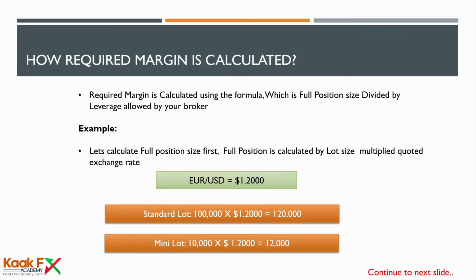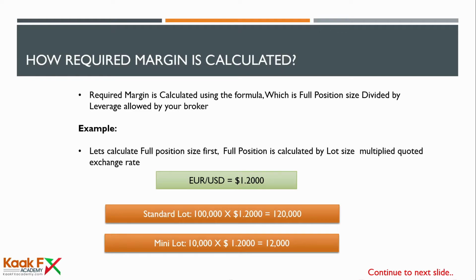Okay, we're going to take a look at how required margin is calculated. Required margin is calculated using this formula: the full position size divided by the leverage allowed by your broker. Okay, let's take a look at an example. We're just going to calculate the full position size first, then we're going to move on to the next slide to finish off the rest of the calculation.